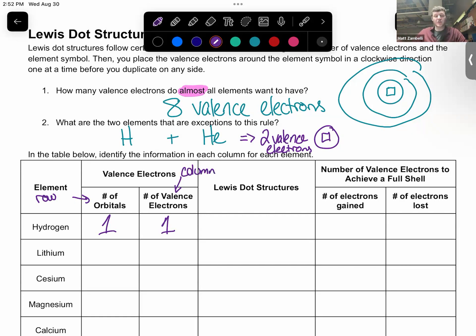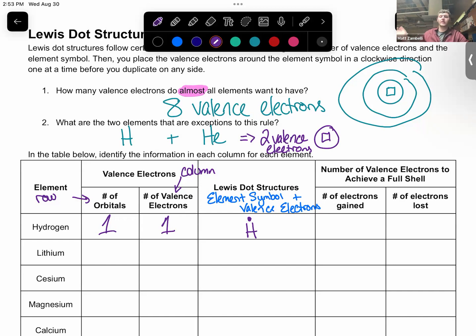So our Lewis dot structure, remember, has the two parts: our element symbol and valence electrons. Our element symbol for hydrogen is H, so we can draw an H. And because it's got one valence electron, we just put one somewhere on our element. I'm just going to put it right there.